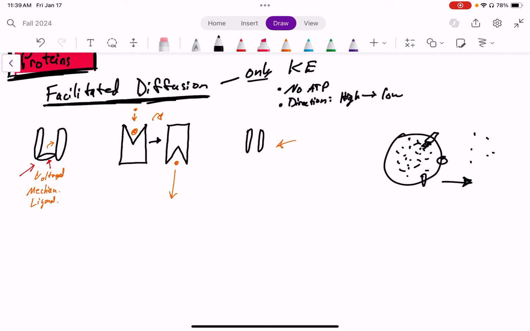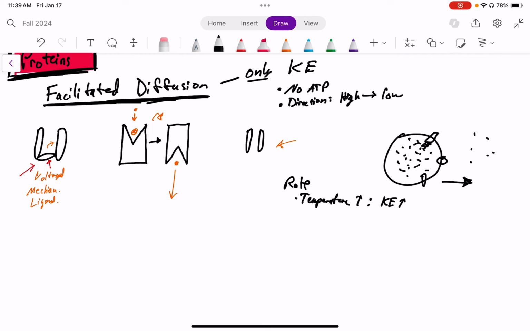Rate can also depend on the temperature, because as you increase the temperature, you increase the kinetic energy, which is what facilitated diffusion is based on. And all of these proteins also have very high specificity, where typically only one kind of particle or molecule is allowed through.